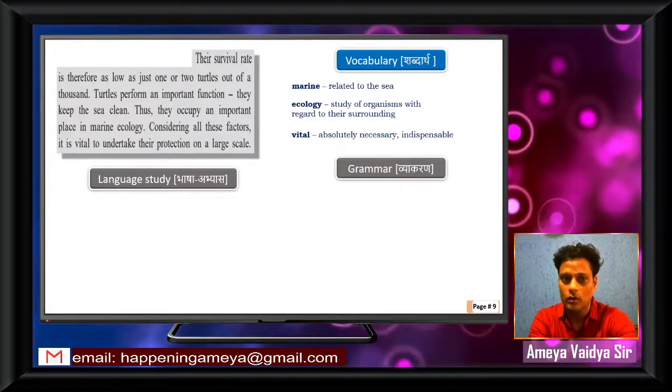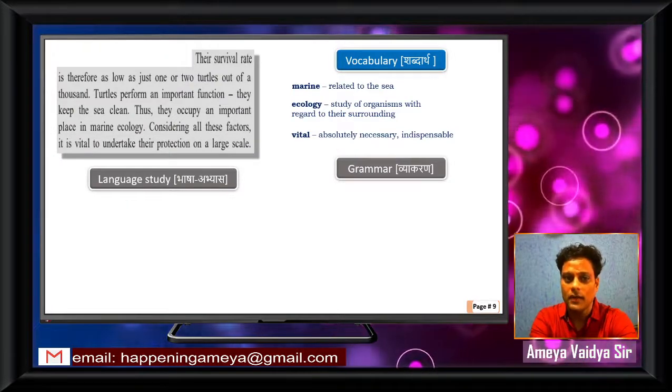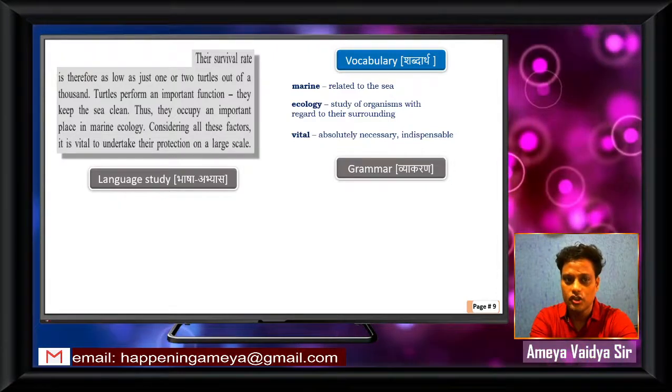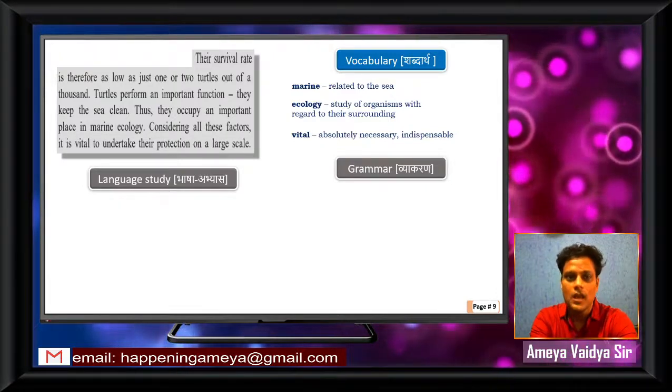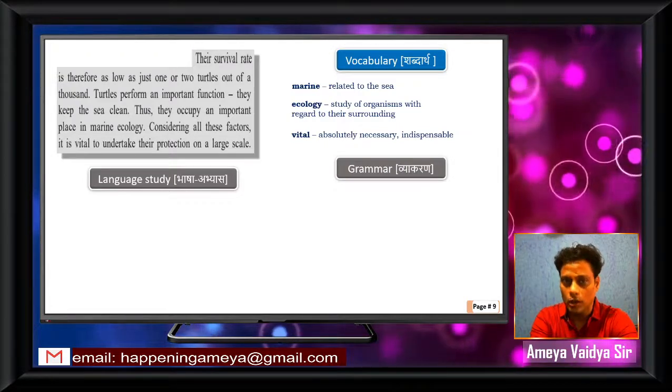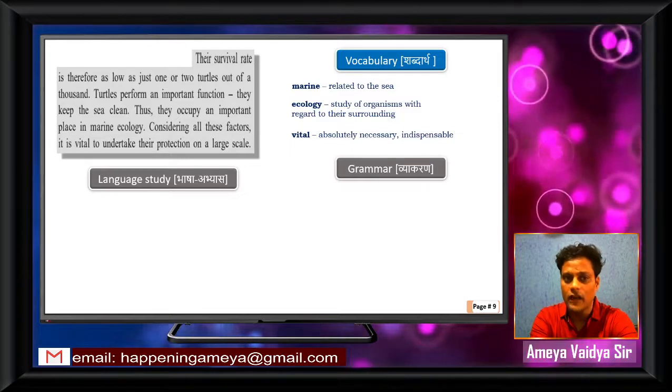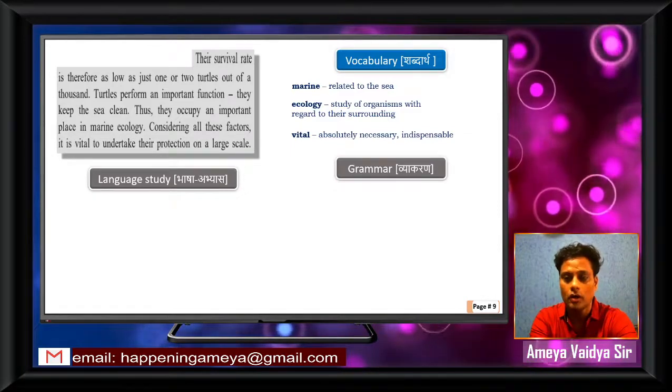Simple and straightforward. Thus, they occupy an important place in marine ecology. L-O-G-Y is logy. Marine is the sea. Considering all, by the way, salt water, marine, you can say even the oceans are there. Considering all these factors, it is vital to undertake their protection on a large scale.